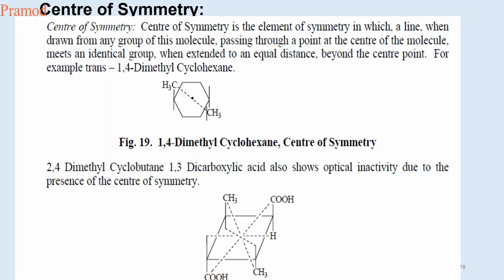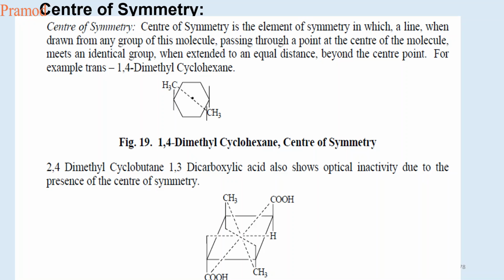Example, take 1,4-dimethyl cyclohexane. You have a methyl group at the first position and a methyl group at the fourth position, and when you draw a line, they are equidistant from the center. Drawing an imaginary line from the center, these two substituents are equidistant from the center and connected to each other diagonally. If a molecule shows such symmetry, then it is said to have a center of symmetry and the molecule is said to be achiral. This is the example of 1,4-dimethyl cyclohexane.